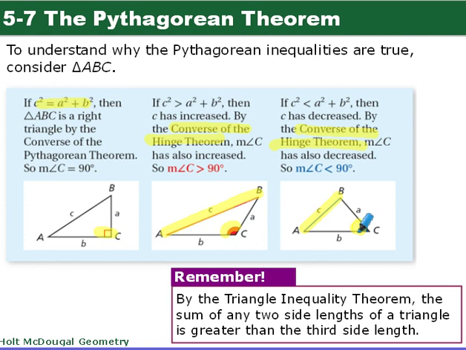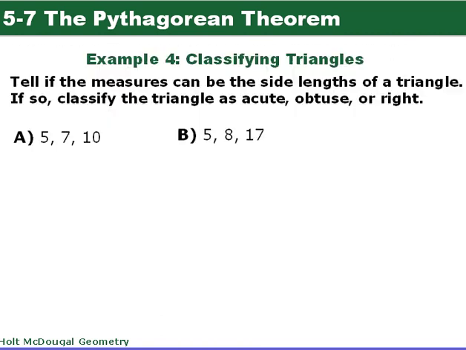One thing to also keep in mind is the little reminder down here, the triangle inequality theorem: the sum of two side lengths of a triangle is greater than the third side length. It determines if we even have a triangle or not. Yes, because we're going to need that for this one, classifying triangles. We're given 3 side lengths. First of all, you have to say, will these side lengths even form a triangle? We can take the two shorter sides, 5 plus 7, and is that going to be greater than 10? Yep, 12 is greater than 10, so we have a triangle.